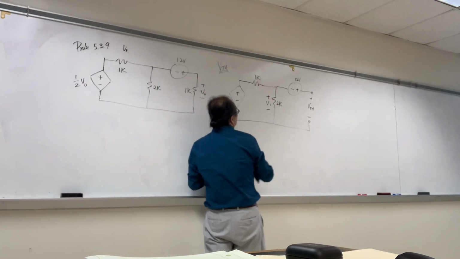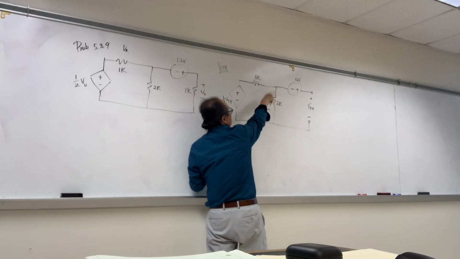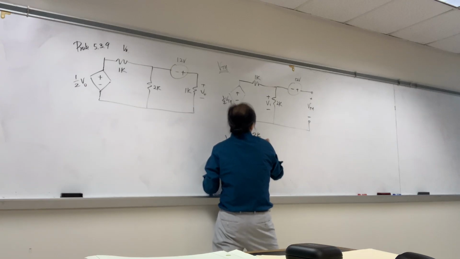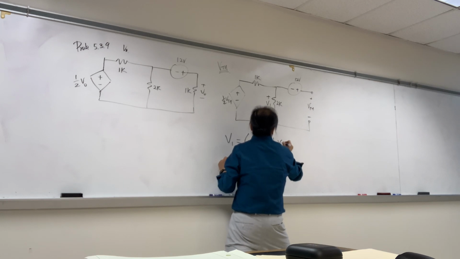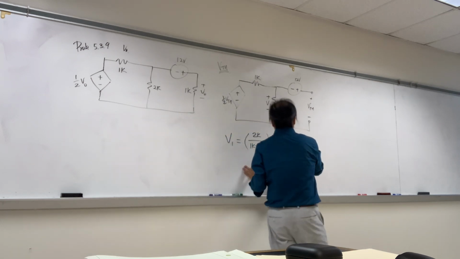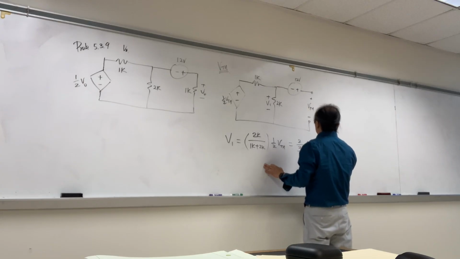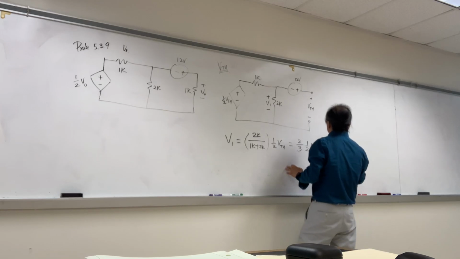So here's the V1. We want to find the V1. The voltage division is a series of resistor and the voltage source. So 2K over 1K plus 2K, and the voltage source 1 over 2 VTH. So that is 2 over 3 times 1 over 2 VTH, which is 1 over 3 VTH.